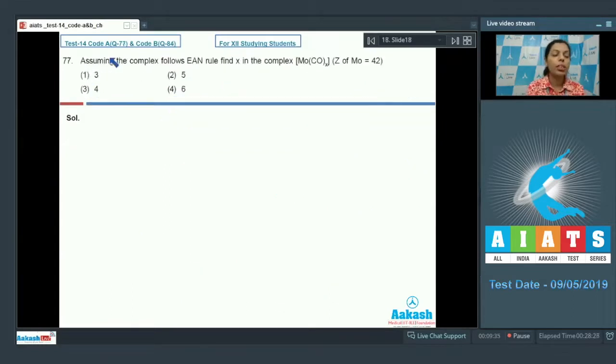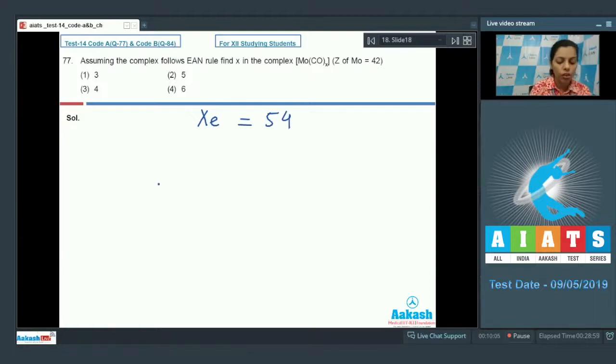After that, question number 77. Assuming the complex follows the EAN, effective atomic number rule, find X in the complex that's given. Molybdenum is the central metal atom, and CO, carbon monoxide, is the ligand here, and we need to find out the X value. If I talk about the EAN rule, here we need to know the atomic number of the nearest noble gas. That's the next noble gas. In that case, it is xenon with atomic number 54.